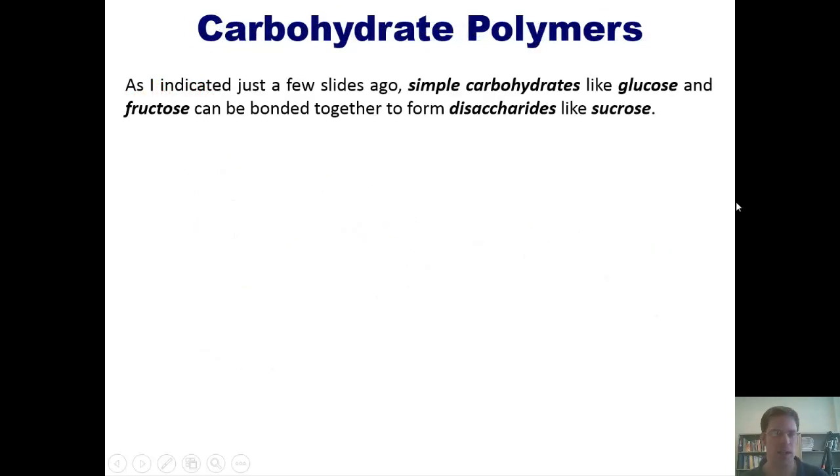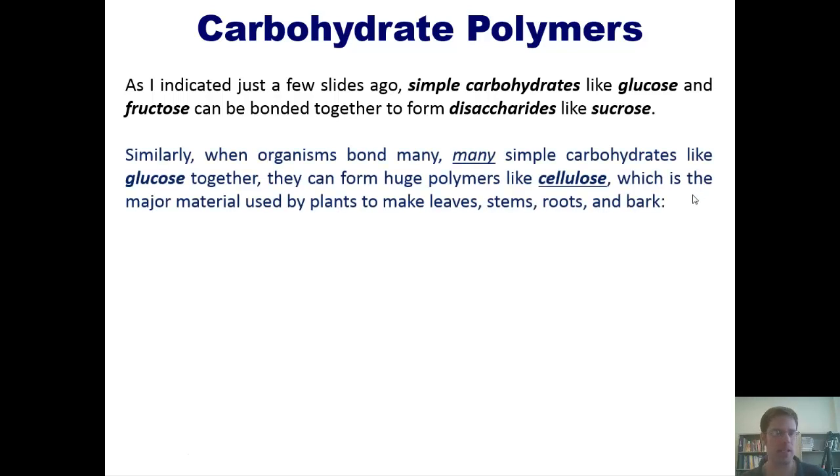Alright, now as I indicated a few slides ago, simple carbohydrates like glucose and fructose can be bonded together to form disaccharides, such as sucrose. Similarly, when organisms bond many simple carbohydrates like glucose together, they can form huge polymers like cellulose, which is the major material used by plants to make leaves, stems, roots, bark, flowers, and pretty much all of physical plant matter, or the majority of it.